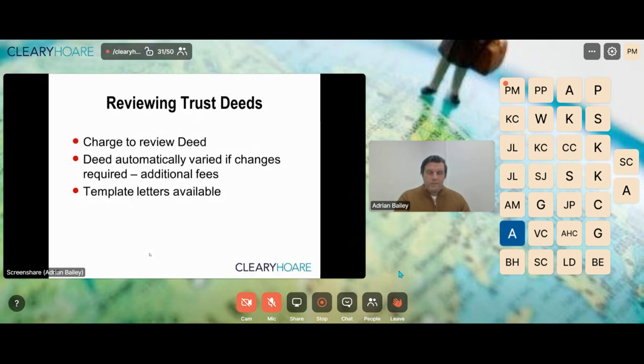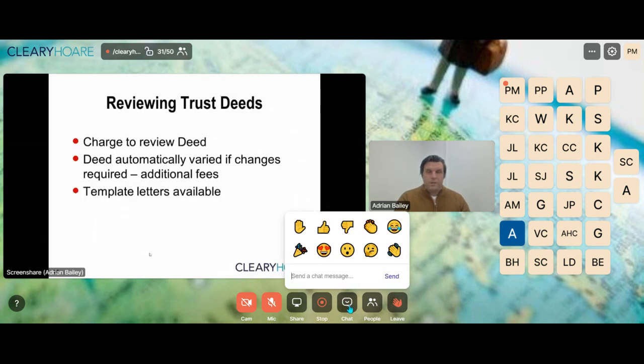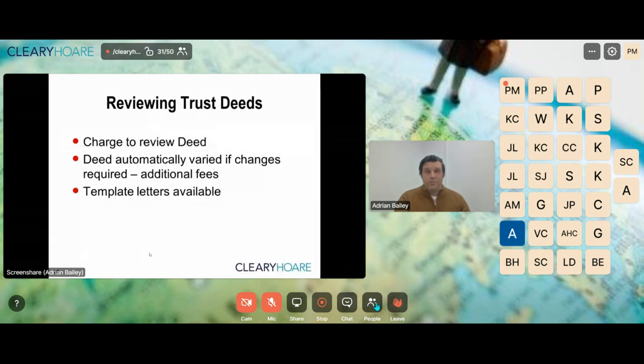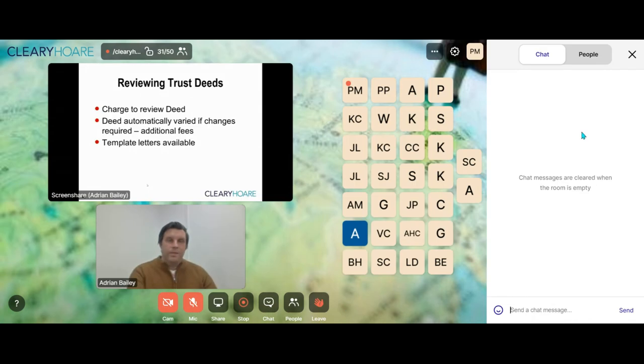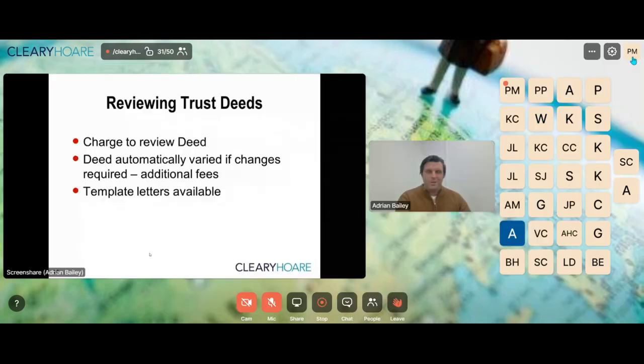If you have trust deeds in your stable for clients, we do offer a service where we will review that deed and vary it if changes are required, so that we can stream capital gains or franked dividends. On that, as I said, if deeds are principally since the 90s or mid-90s, normally they will be okay and they will have these powers. Of course, you can't just assume they will be. But definitely with those older deeds, you should have somebody have a look at them.